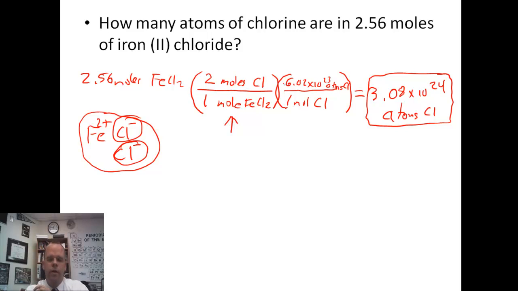Okay, so when you're doing these conversions, I think it's very helpful to remember that the relationship is just the same as the relationship of dozens. 1 dozen is 12. 1 mole of anything is 6.02 times 10 to the 23rd. This last problem is about as hard as these type of conversions can get.